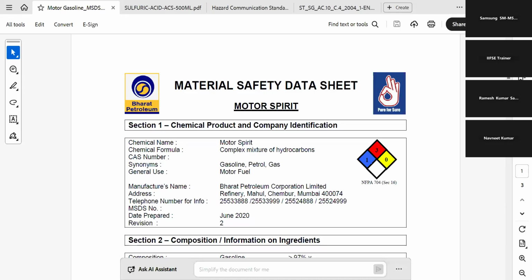Okay. Is my screen visible? Anybody? Okay. Yes, it is visible. Thanks, Srinivas.